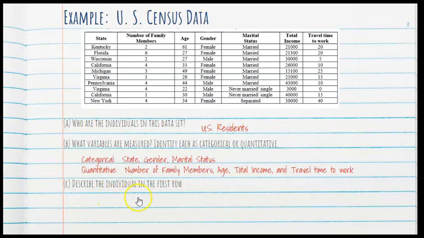And part C, it says describe the individual in the first row. So what do we know about this U.S. resident in the first row? Well, we know they're from Kentucky. We know they have 2 people in their family. They're 61, they're female, they're married.